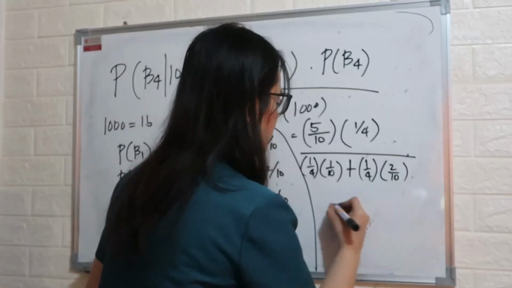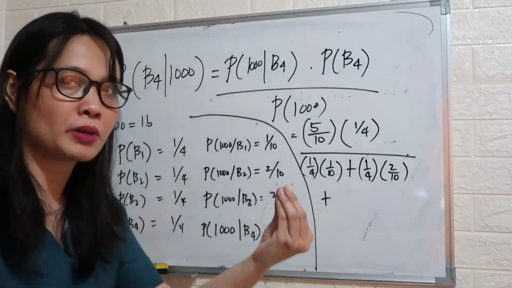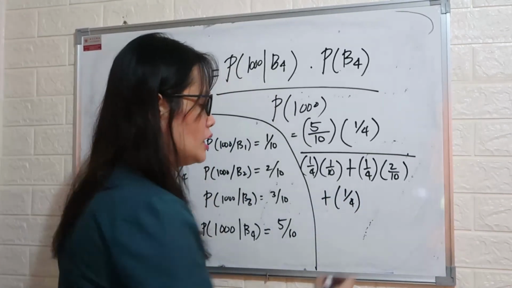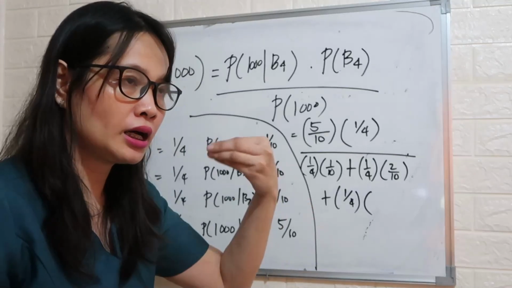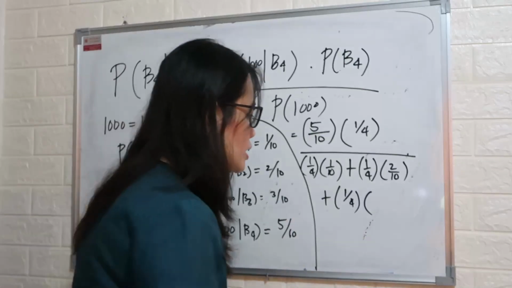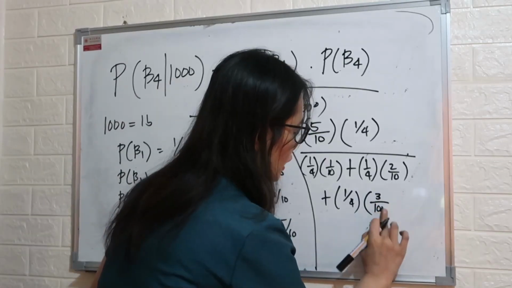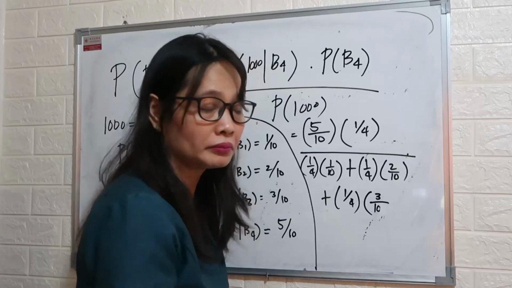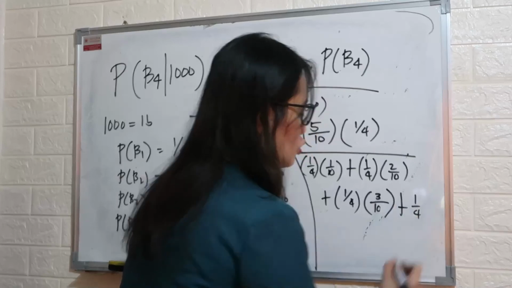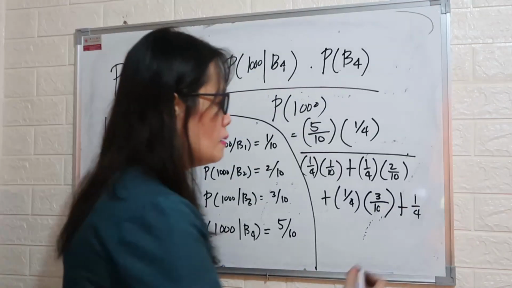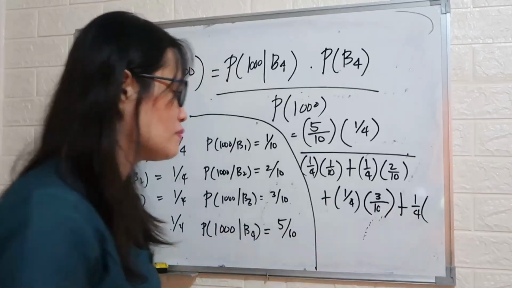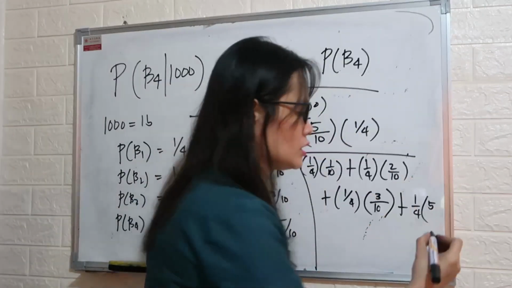Plus, box 3 naman. The probability of choosing box 3 is still 1/4 because we have 4 boxes. And the probability that in box 3 we select a 1,000 bill is 3 out of 10. Plus, in box 4, you have 1 over 4 for choosing box 4, multiplied by the probability of selecting a 1,000 in box 4, which is 5/10.